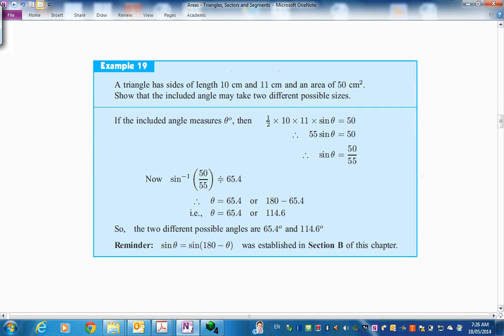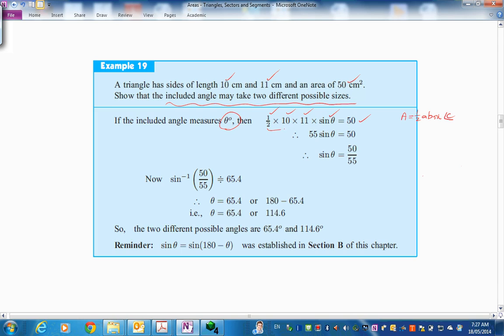A triangle has sides of length 10 and 11 and an area of 50. Show that the included angle may take two different sizes. Okay, so let the angle be theta. So it's a half the product of the two sides, sine of the included angle is 50. You could put the formula up to start with, a half AB sine angle C, taking it as a generic statement.